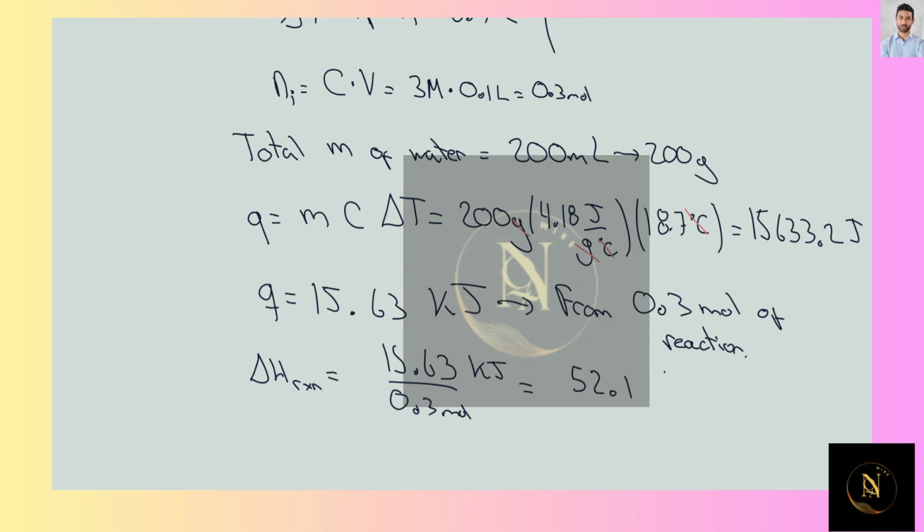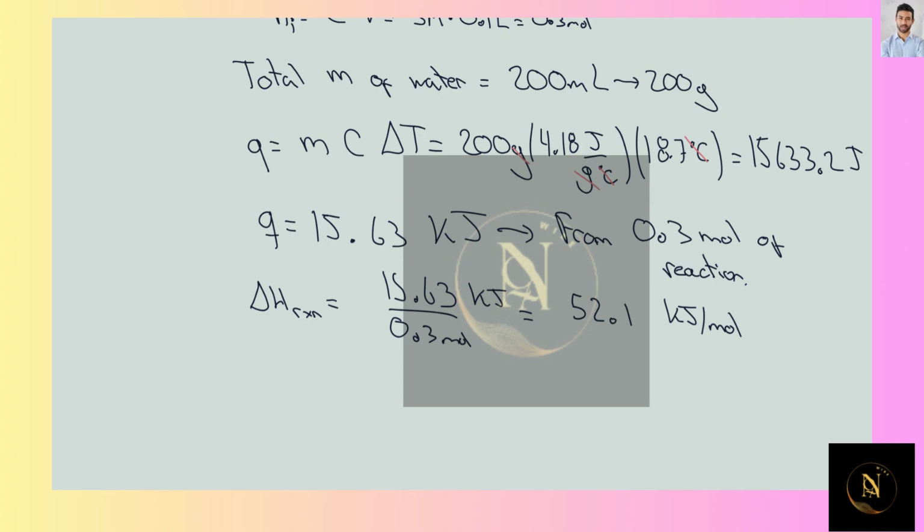52.1 kilojoules per mole. Now, since the reaction released energy, that means that it is exothermic. So we need to add a minus for the heat of the reaction. So the heat of the reaction is minus 52.1 kilojoules per mole.